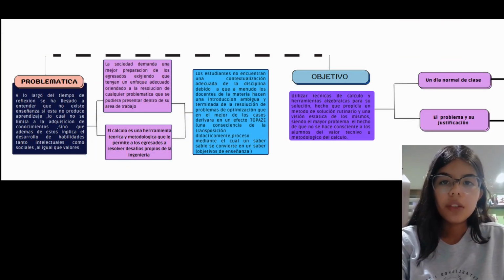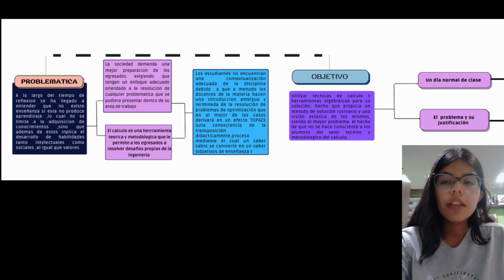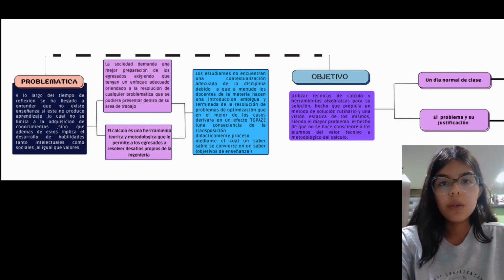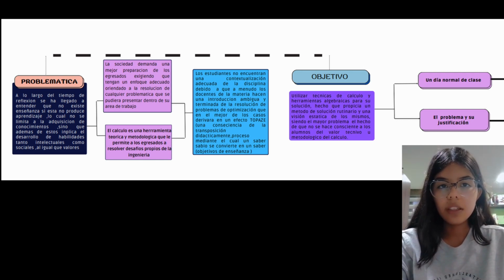Throughout the time of reflection, it has come to be understood that there is no teaching if it does not produce learning, which is not limited to the acquisition of knowledge, but also implies the development of both intellectual and social skills, as well as values. Society demands a better preparation of graduates, demanding that they have an adequate approach oriented to the resolution of any problem that could arise within their work area, with the objective of using calculation techniques and algebraic tools for their solution, a fact that favors a routine solution method and a static vision of them.